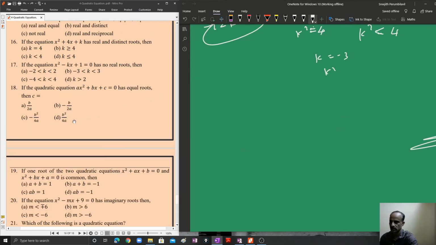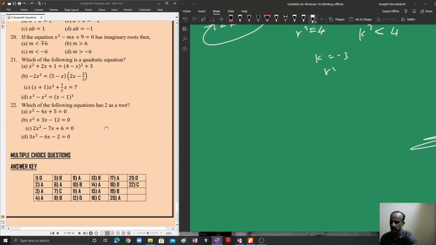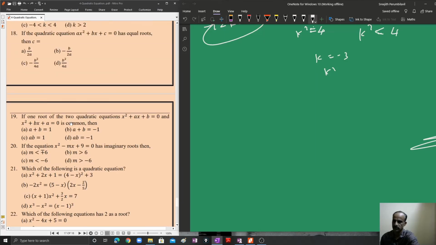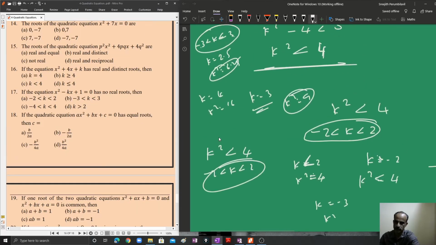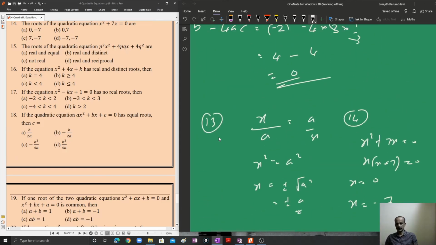Now these are all equal roots, straight questions. Go through it. Options are given there. Maybe one or two options may go this way and that way. You go through it and solve on your own. So that's with quadratic equation. We have defined the quadratic equation in the first part. Then we came through the solution of quadratic equation, different types of methods of solving the quadratic equation.